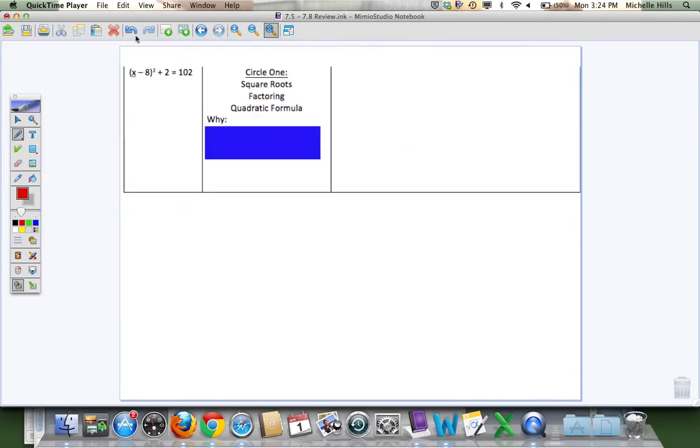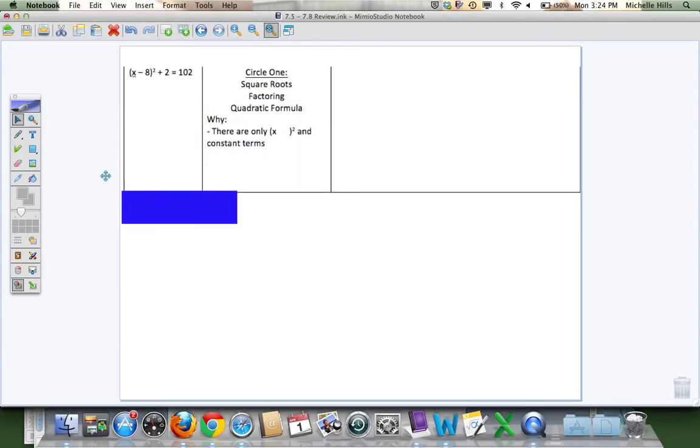And the last problem is this one. Boy, I noticed that it only has a squared term and a constant again. So only squared term and constant, I'm going to use square roots. So I have this, x minus 8 quantity squared plus 2 equals 102.